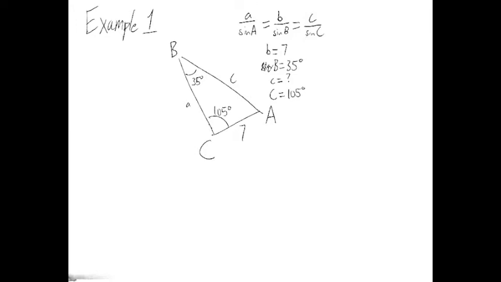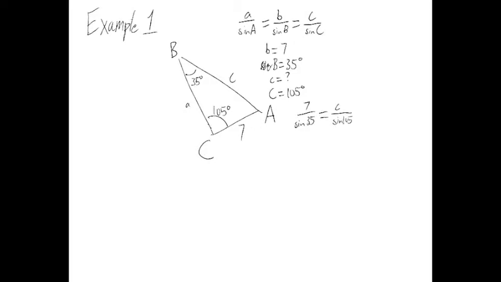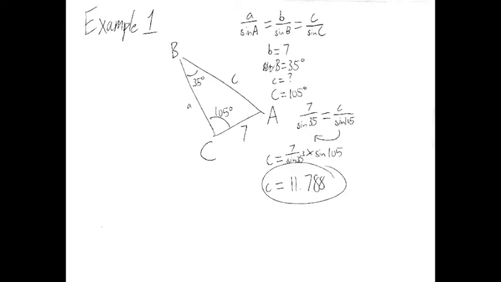Here in the diagram, using the variables in the law of sines, we can see that side B is equal to 7, angle B is equal to 35, side C is what we're trying to find out, and angle C is equal to 105. Since the law of sines states that side B over sine angle B is equal to side C over sine angle C, we can plug these numbers into the law of sines.